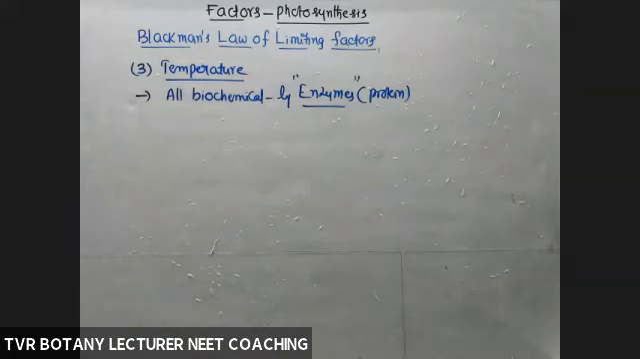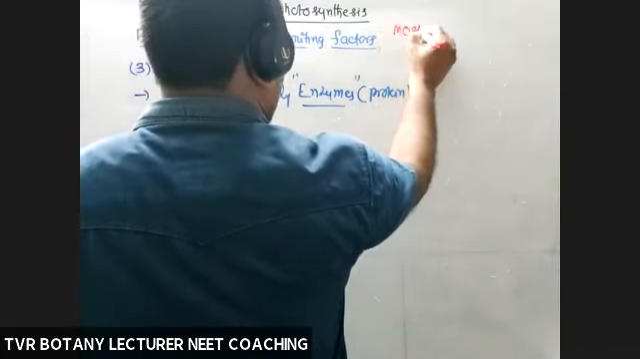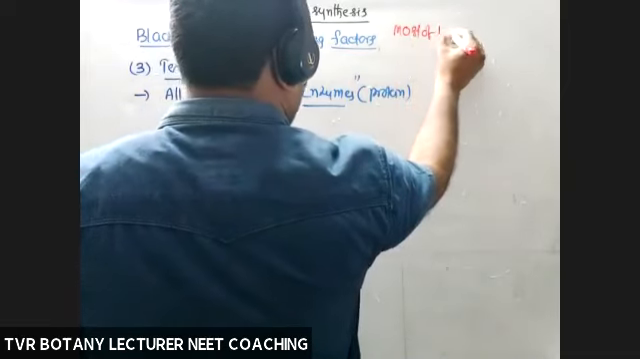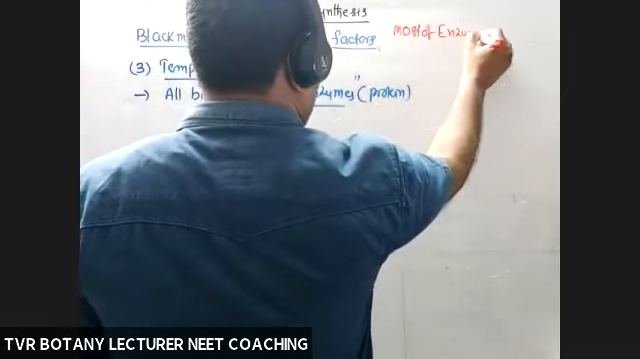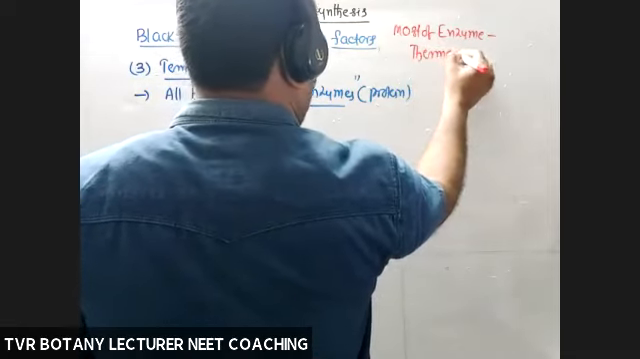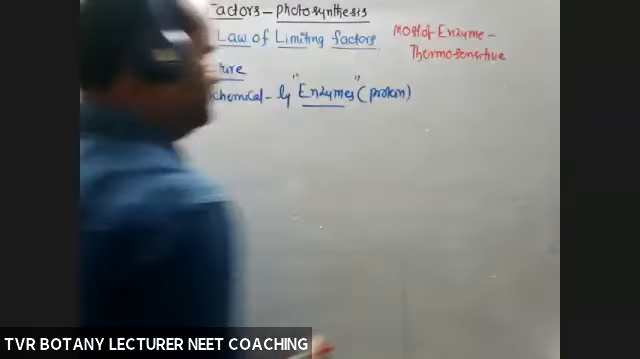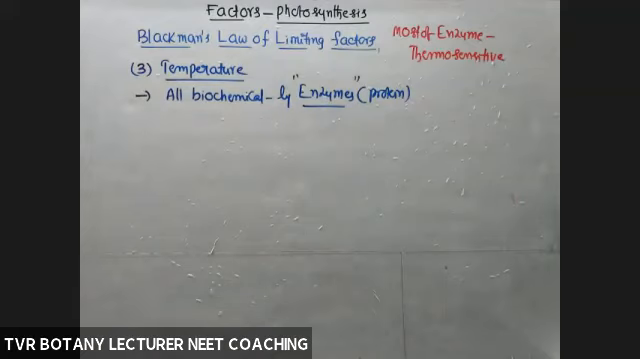High temperature. Most of the proteinaceous enzymes, except a few, are thermosensitive. They are not able to withstand high temperature; they are thermolabile, liable for damage. So if the temperature is more than required, definitely the metabolic rate declines.